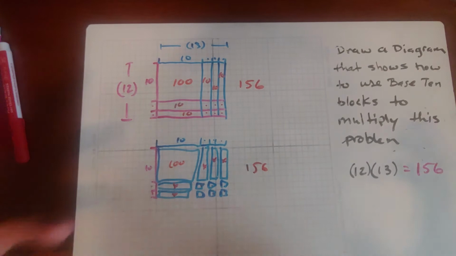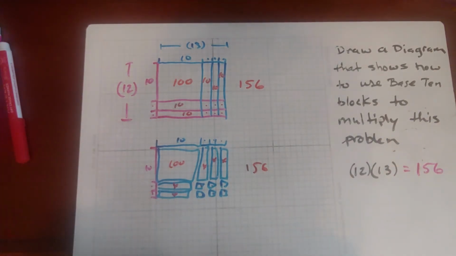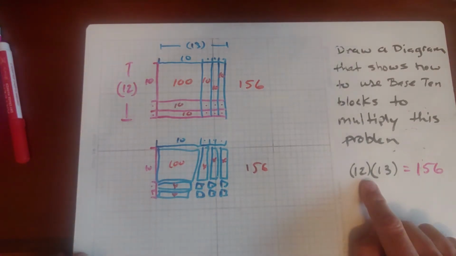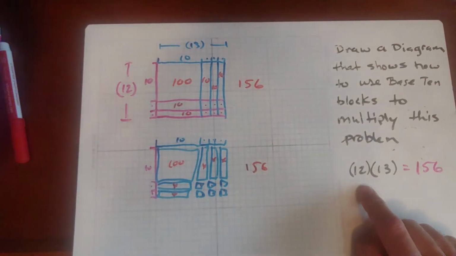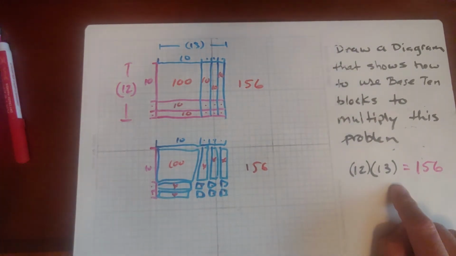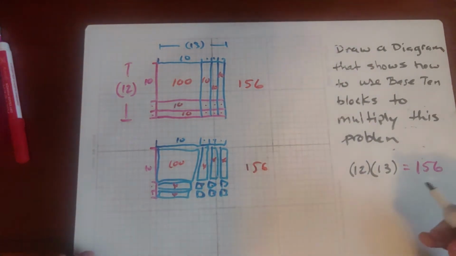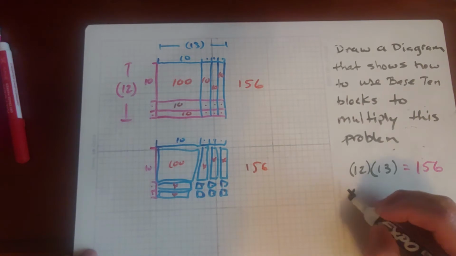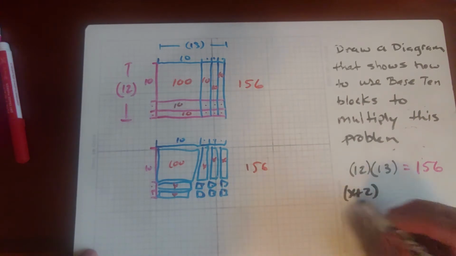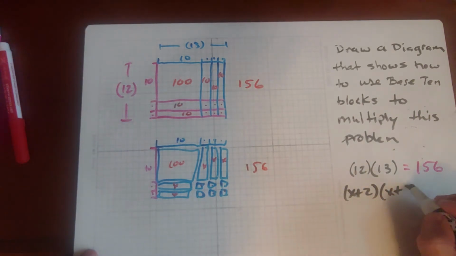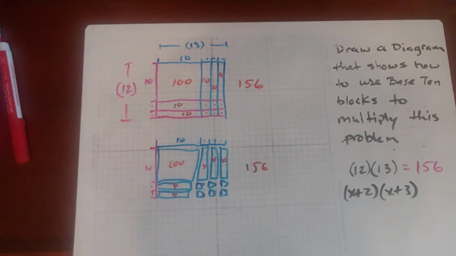Okay, so we're going to build on that. We're going to build off of exactly what we just did, except that I forgot to tell you that I actually screwed this problem up. I didn't really want you to do 12 times 13. What I wanted you to do was x plus 2 times x plus 3. I didn't mean 12. I don't know why I wrote that down. That's kind of weird.